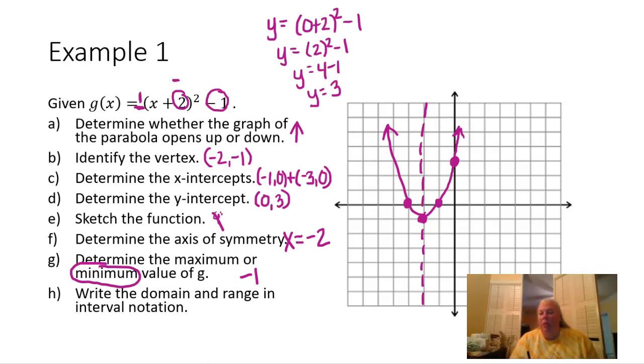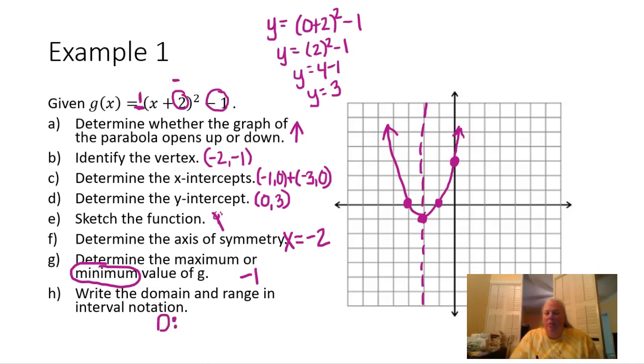Remember, we talked about max and min. Where the maximum or the minimum happens is the x-coordinate, but what the maximum or the minimum is going to be is the y-coordinate. And since the coordinates of this point right here, the vertex, are -2 and -1, the minimum is going to be at -1, the y-coordinate.